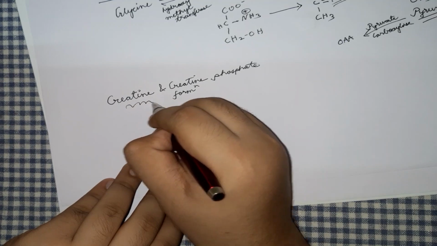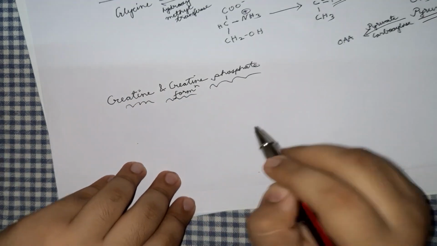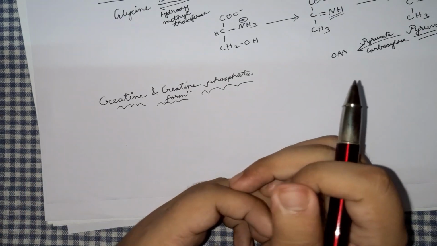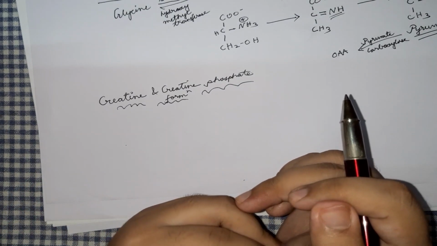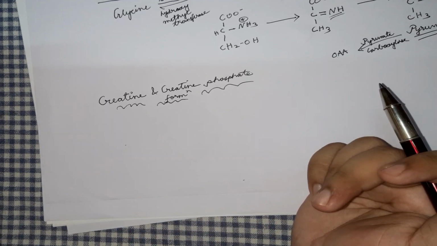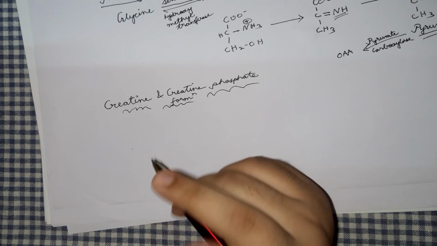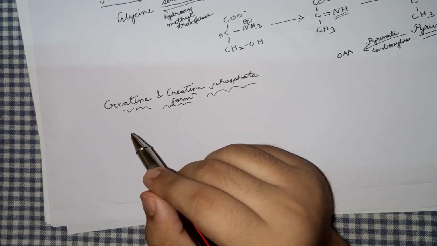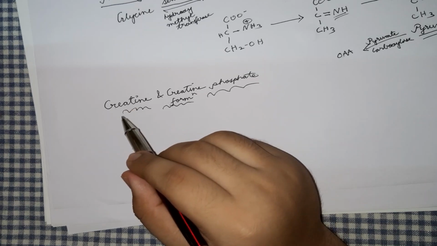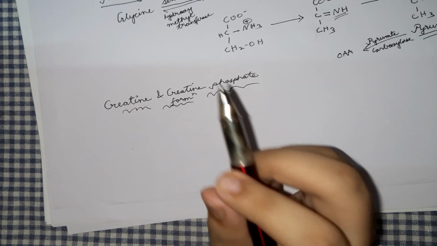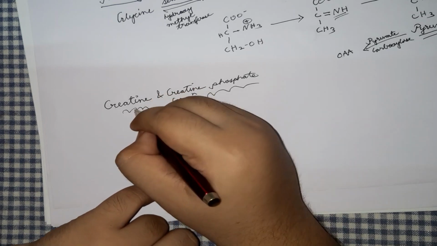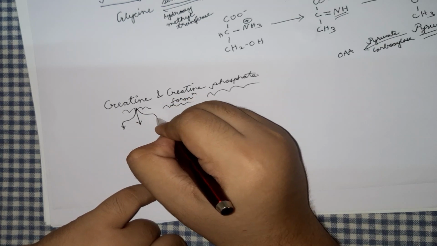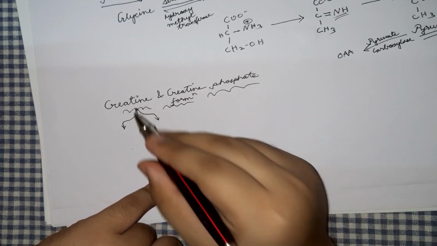What is this all about? Everybody knows about creatine and creatine phosphate, right? They are used in the muscles in the form of energy donors, right? We all know this. Now, glycine is used in the formation of creatine, and incidentally creatine phosphate also. Hence, we are studying their formation under glycine metabolism, right? The first thing that we need to remember is that 3 amino acids make up creatine.